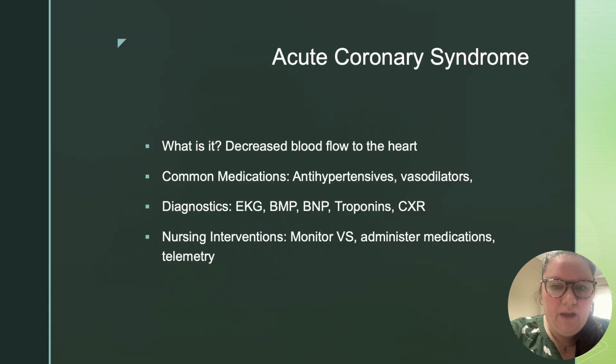Acute coronary syndrome. This is when there is a decreased blood flow to the heart, causing symptoms such as chest pain, shortness of breath. Your patient may be really diaphoretic. And so, again, this is chest pain that is difficult to alleviate with rest. Some common medications that you'll see given right away, morphine, oxygen, nitrates, so nitroglycerin, and that's a vasodilator, baby aspirin.